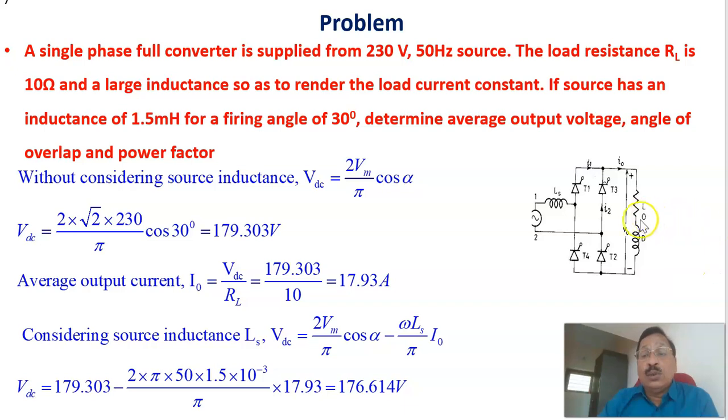Only the resistance comes into it, because the average voltage drop across the inductance equals 0. Since the positive and negative portions cancel, the average voltage drop is 0. That voltage divided by the resistance is the average output current I0, which is 179.303 divided by 10, so 17.93 amperes is I0.